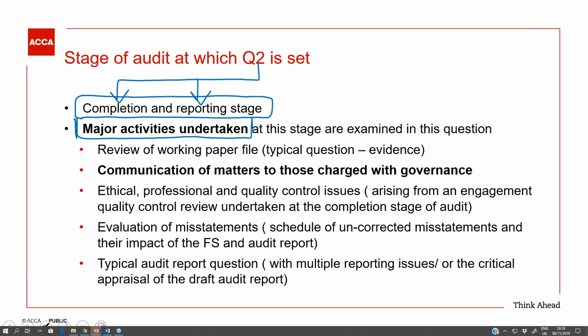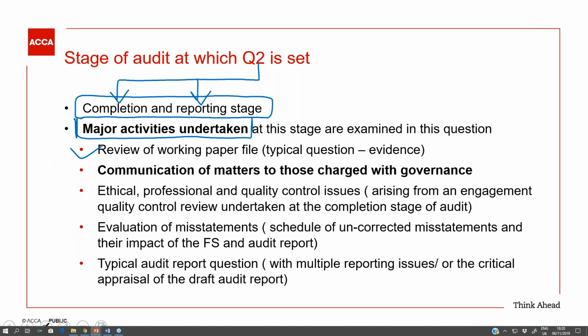The first one, review of the working paper file. We know the most important thing which happens at the completion stage of the audit, when the audit is in the finalization stage, is the review of the working papers. Now, you must have seen many times a typical question which comes on evidence, where the examiner says you are a manager and you are reviewing the working paper file. What evidence will you expect to find in the working paper file?